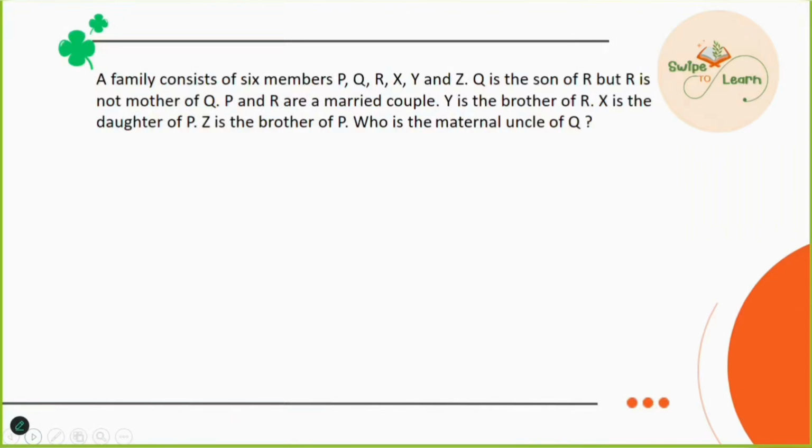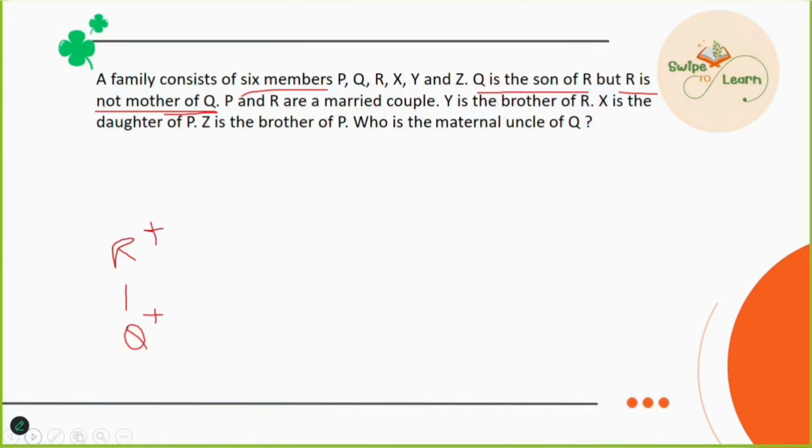Moving to the next one. A family consists of 6 members again. P, Q, R, X, Y and Z. And Q is the son of R. Okay. Q is son of R. But R is not mother of Q. So we already came across this statement. If R is not mother, then definitely R will be the father. R is father of Q.